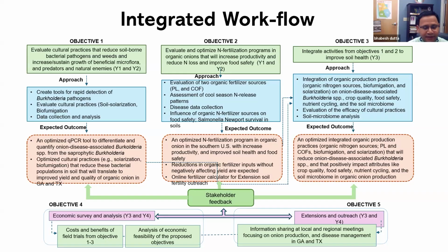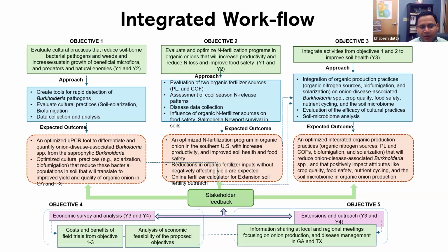The major problem in differentiating Burkholderia in the soil is we did not have any tool to differentiate them. Through this project, we are utilizing genomics and also molecular tools to find regions in Burkholderia that are specifically associated with the onion-associated Burkholderia compared to saprophytic Burkholderia. And utilizing those assays, we could actually quantify how these cultural practices impacted the bacterial populations in the soil. Objective two is a little different.